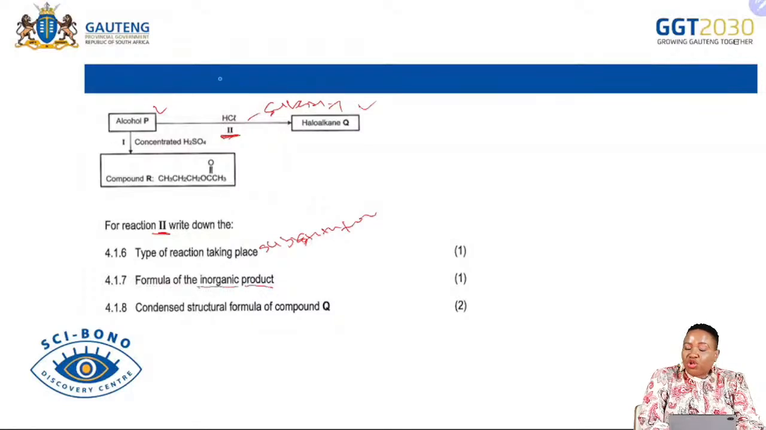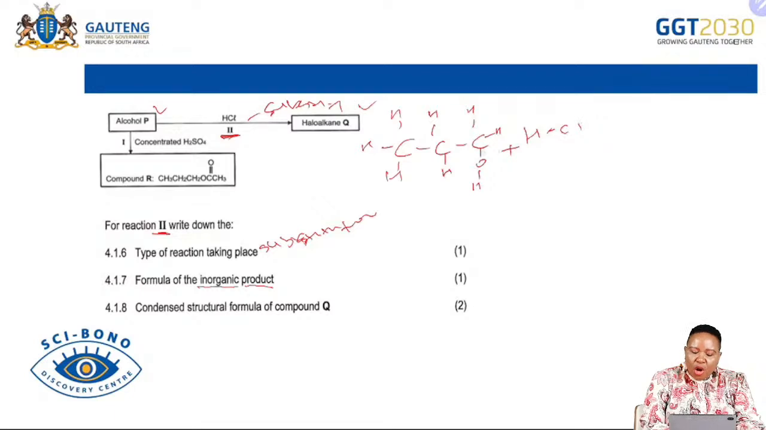Now, because this is a substitution reaction, how does it occur? Remember, our propane-1-ol is 1, 2, 3. We know it's propane-1-ol, and we are doing the substitution reaction. Let me put OH here. We know it will react with HCl, which is our inorganic compound. So what was there as our OH will now be substituted with Cl. So it's going to be 1, 2, 3. Where there was OH, I'm going to put my Cl and H and H and H and H.